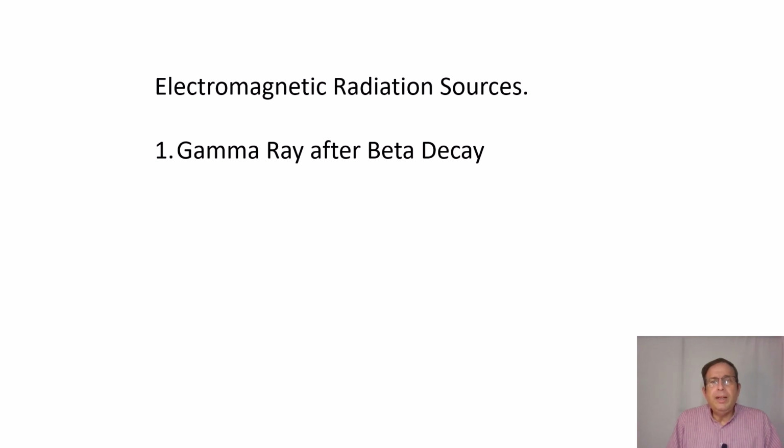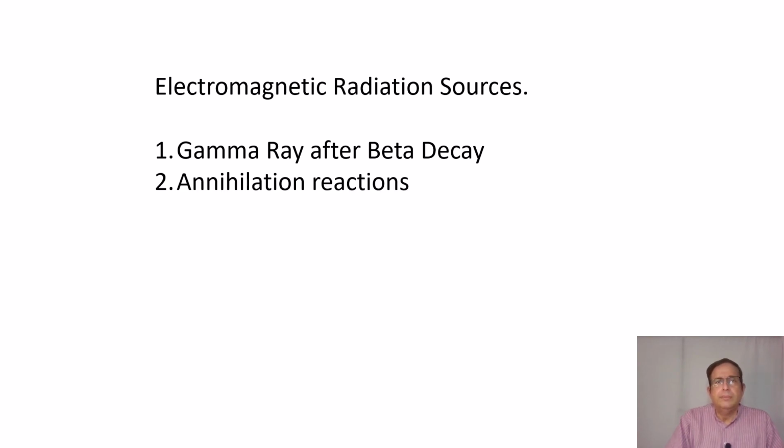First one that we can consider is the gamma ray after beta decay. That means a beta decay takes place, and after that beta decay, a gamma ray is produced because after the beta decay, the daughter nucleus is left in an excited state. Then another form of reaction that can produce gamma rays is annihilation reactions, in which a particle-antiparticle pair comes together and annihilate each other, and in the process they release gamma rays.